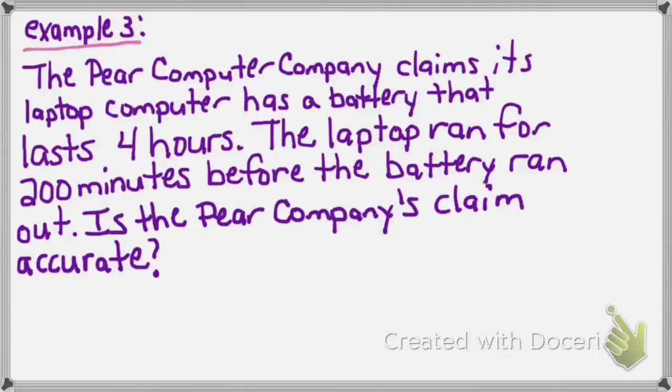Example number 3. The Pear Computer Company claims that its laptop computer has a battery that lasts for 4 hours. The laptop ran for 200 minutes before the battery ran out. Is the Pear Company's claim accurate? I need to know if the Pear Company's claim is accurate. That's the question. That means, is it correct?